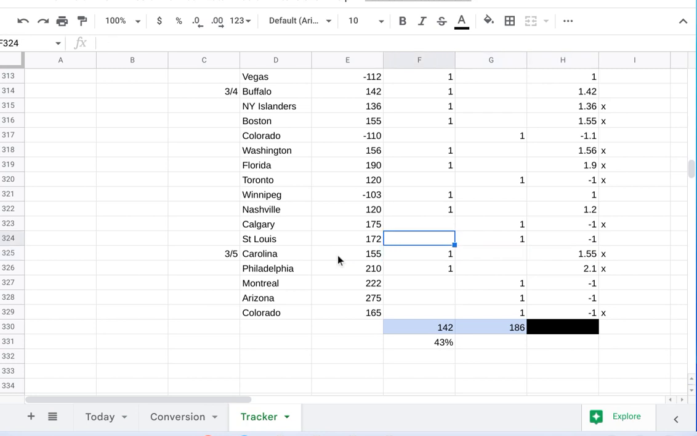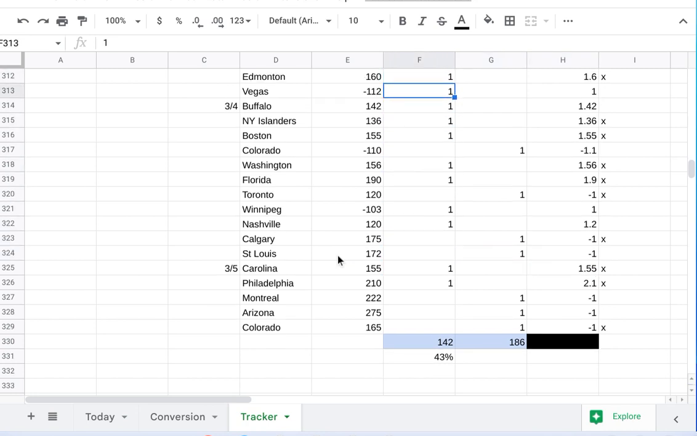Does that make sense? All right, it's the same deal up here. Look at this one. There was juice in this game, minus 112. If you win that one, you only win 1 unit. So the max you can win on a spread on a game is 1 game equals 1 unit.